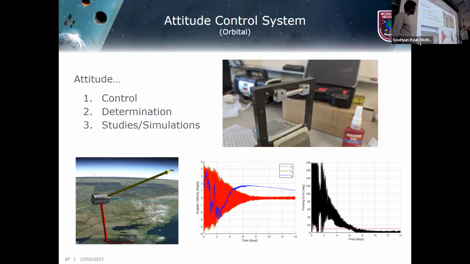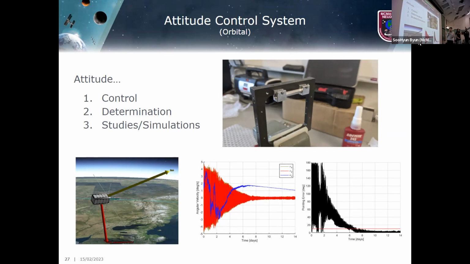Hi everyone, my name is Aiden and I'm the lead of the active control system, or as we call it, local. So at its highest level, our function is basically to ensure that NEUDOSE doesn't spin out of control. Going into more detail, we have three main functions: active control, attitude determination, and performing a lot of studies and simulations.